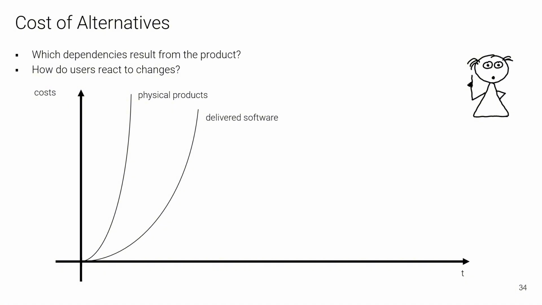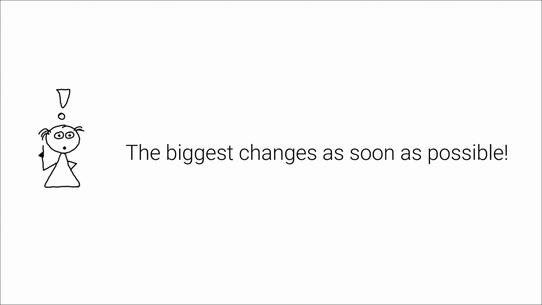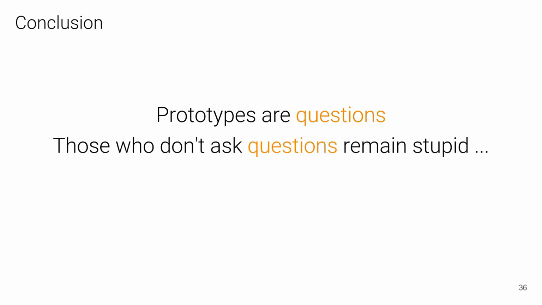In the case of delivered software, we can perhaps help ourselves by sending an update afterwards, but here too, customers will not be happy to work with faulty programs. Things may have to be recreated. When we offer software as a service, we have longer periods of time available. Ideally, the customer will not notice any changes. So we make the biggest changes as soon as possible. We summarize: prototypes are questions. A famous quote from a children's program says, "Those who don't ask questions remain stupid." Therefore, we draw the consequence and ask as much as we can.